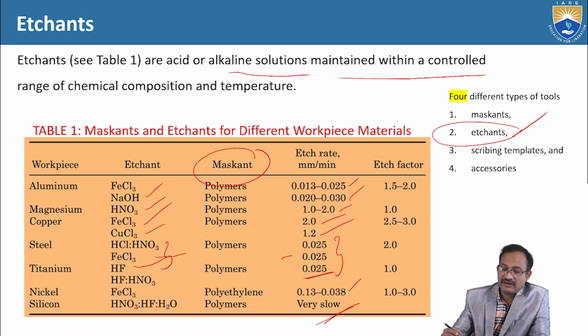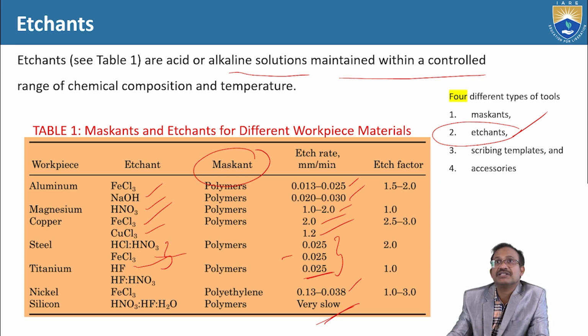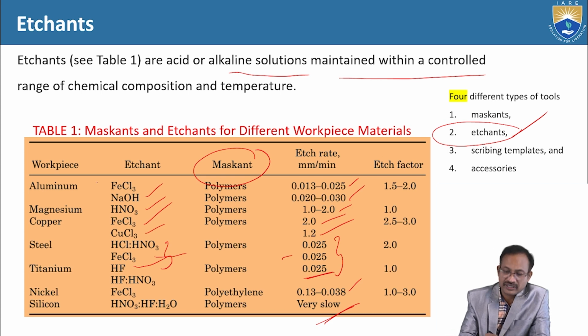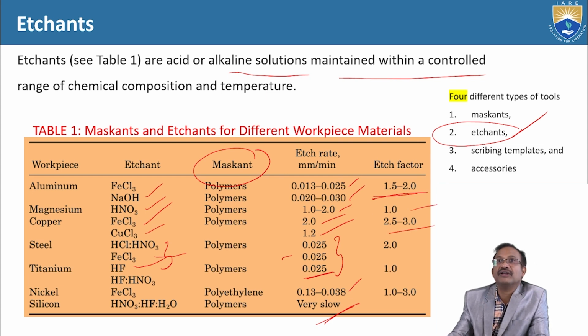Again, when we discuss the etch factor for the following workpiece materials and etchant materials, it ranges from 1 to a maximum of 3. For aluminum it is 1.5 to 2.0. For magnesium it is 1. For copper it is 2.5 to 3.0. For steel it is 2.0. For titanium it is 1.0. For nickel it is 1.0 to 3.0.